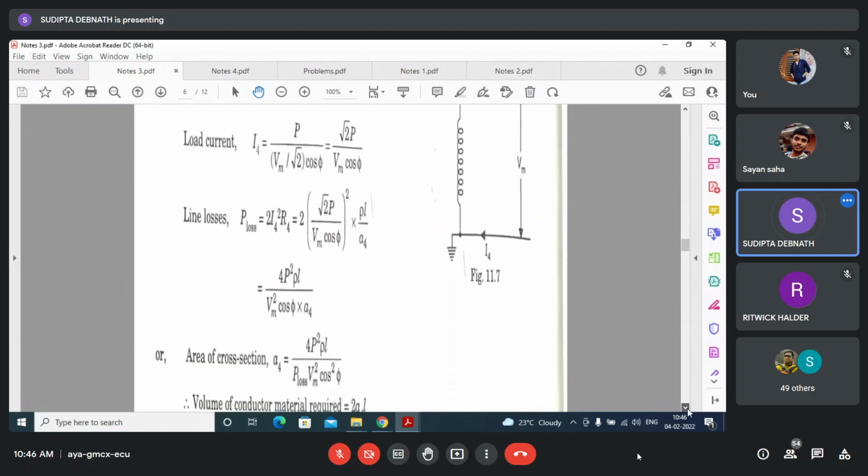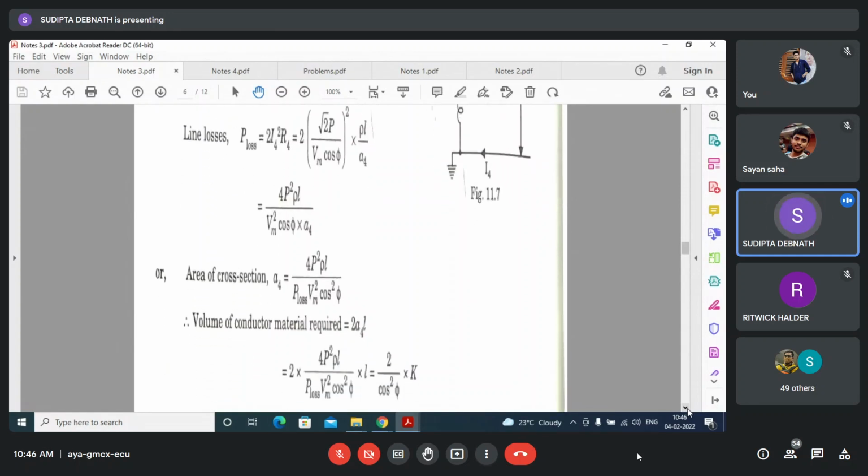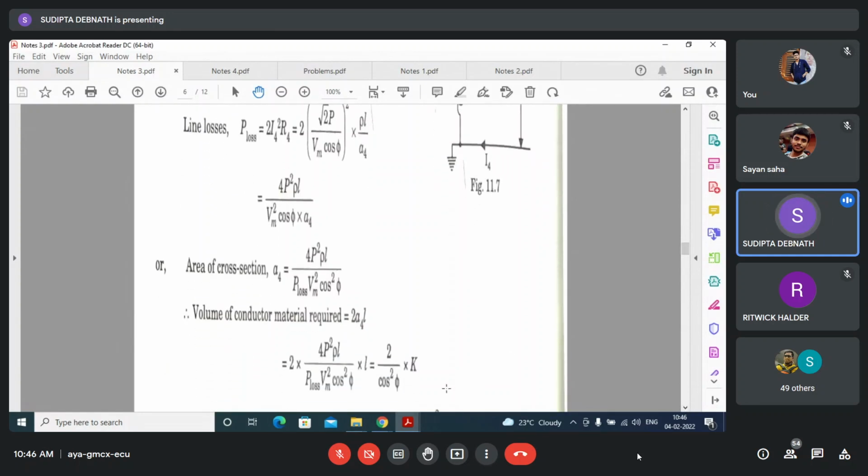So what is the extra term coming here? Cos phi. So in terms of K, it is coming as twice K by cos square phi. You know the power factor is always very high, it is tried to keep as close as unity. So it is 2K by cos square phi.